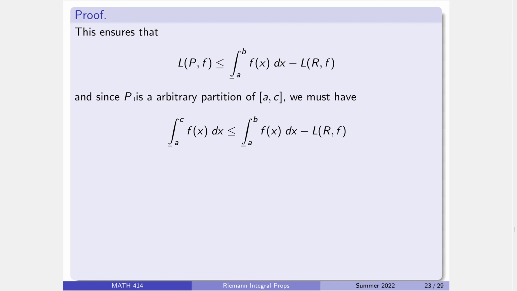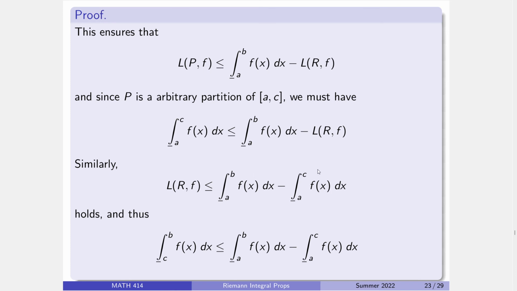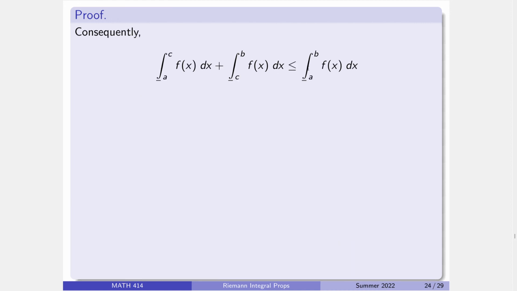This is good for all P. This is then an upper bound for all of these lower Darboux sums. So the lower Darboux integral does not exceed that. Then we do the same thing, add this over, subtract it over, there's an upper bound, so we get this, and we get our inequality in one direction. Specifically, if you take the lower one from A to C plus the lower one from C to B, we do not exceed the lower integral from A to B.